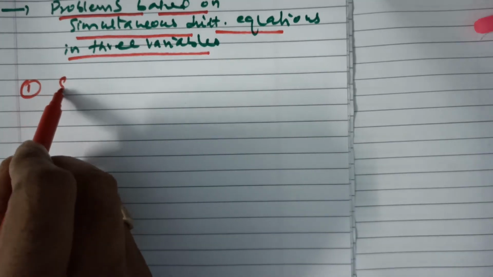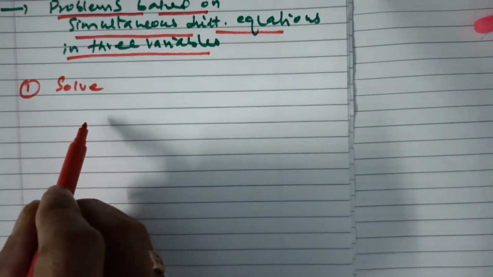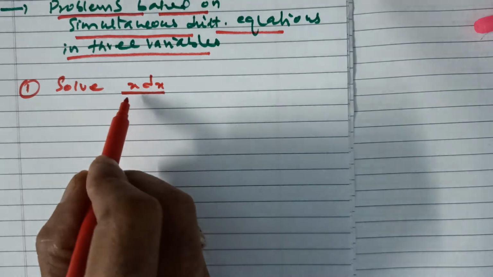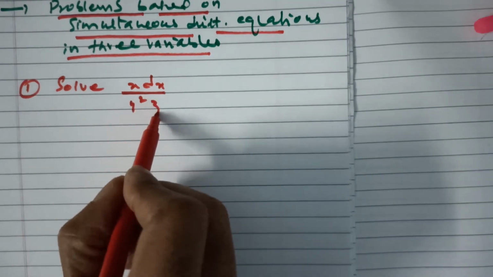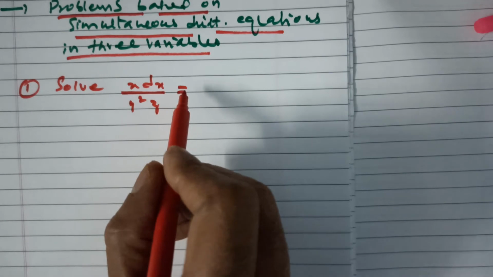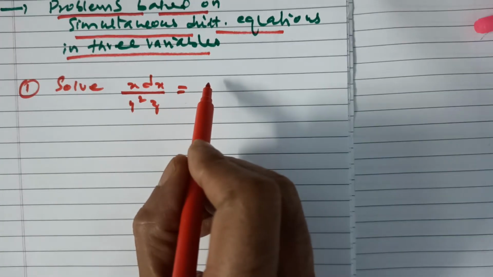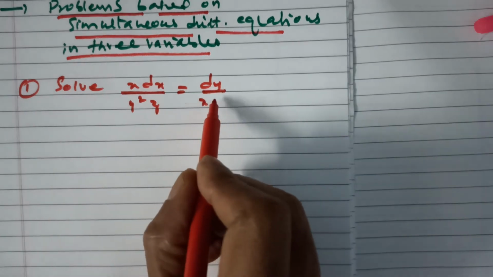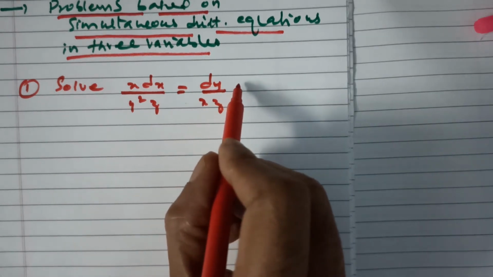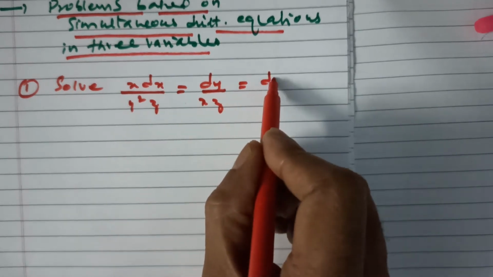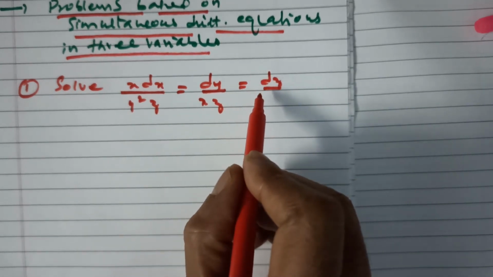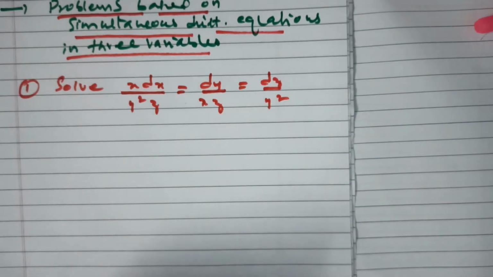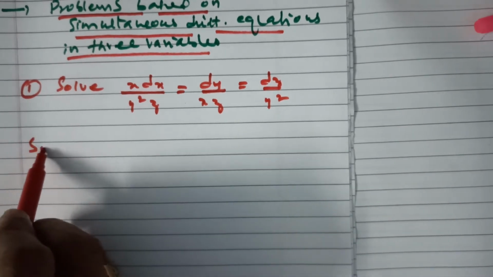Solve x dx by y square z is equal to dy by xz is equal to dz divided by y square. Solutions.